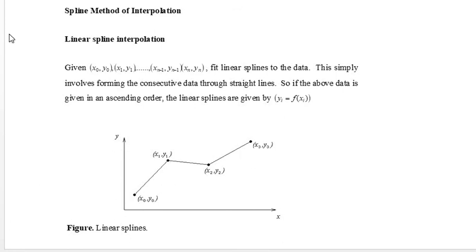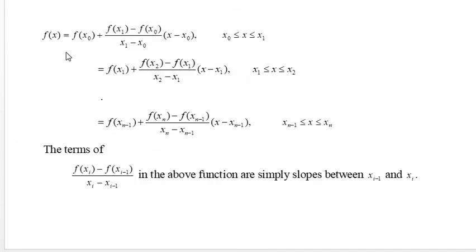So consider this diagram. We can approximate f of x in terms of linear splines: f of x0 plus [f of x1 minus f of x0] divided by [x1 minus x0] times (x minus x0), that is equal to f of x1 plus [f of x2 minus f of x1] divided by [x2 minus x1] times (x minus x1), and so on.